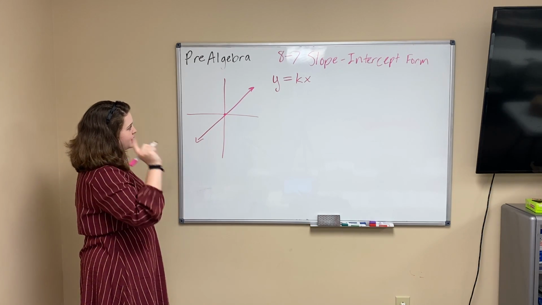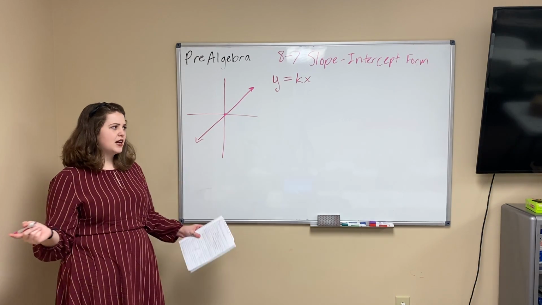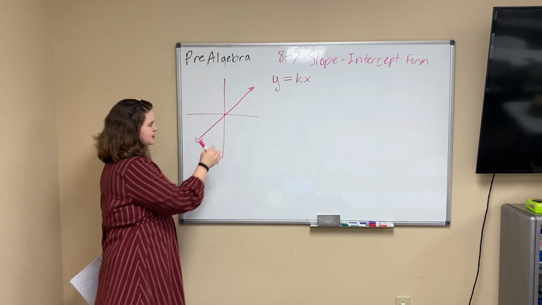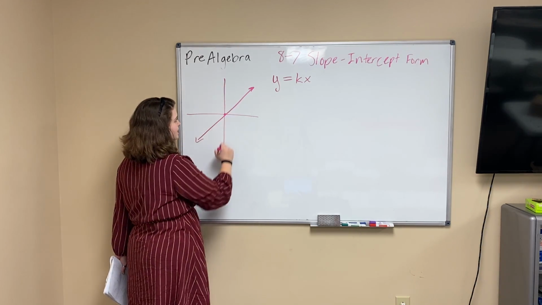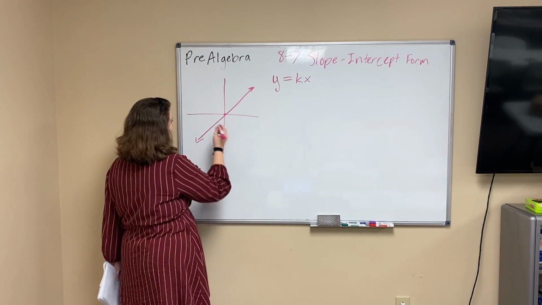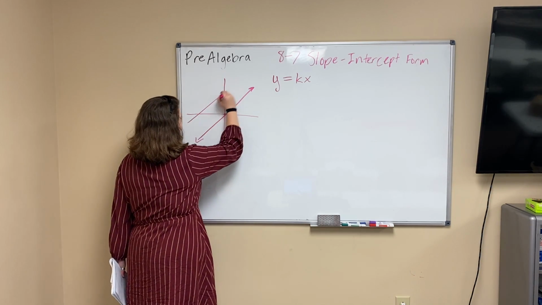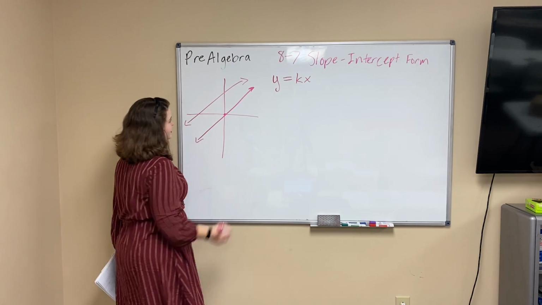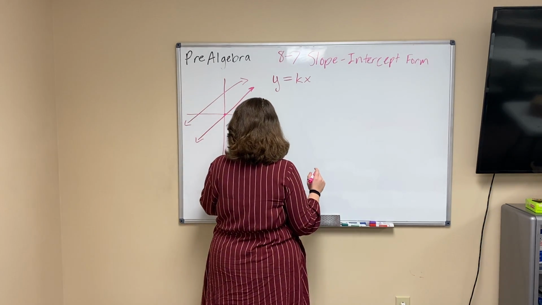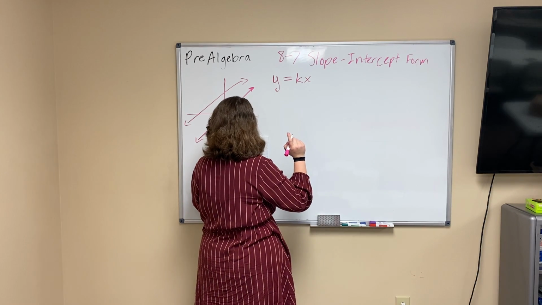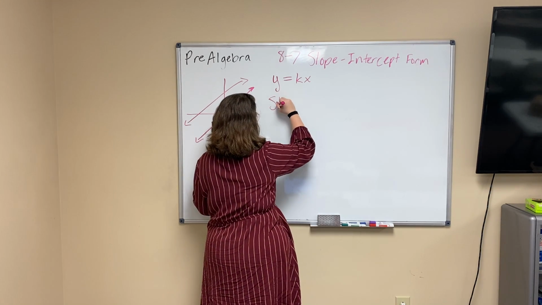What we're doing with slope-intercept form is we're figuring out what happens if the line doesn't start at our origin point. What happens if the line crosses our y somewhere else? What if our line looks more like this? We're going to find out today. Slope-intercept form.